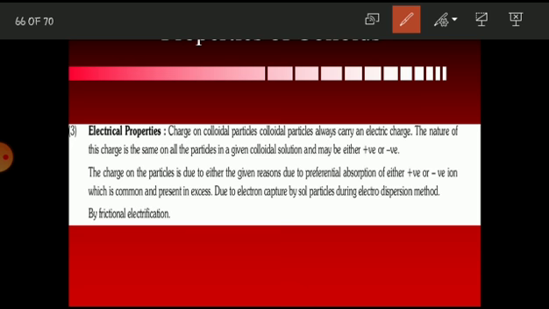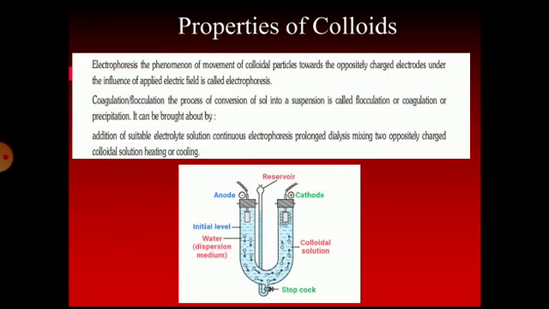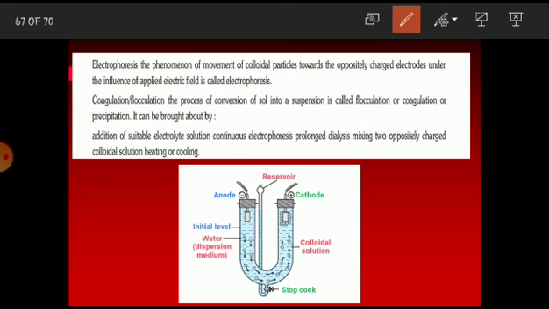We can find out the charge on the colloidal particle by using the electrophoresis method. In this electrophoresis method, we use two electrodes: the first one is the anode, which is negatively charged, and the second one is the cathode, which is positively charged, and both are connected to the battery.